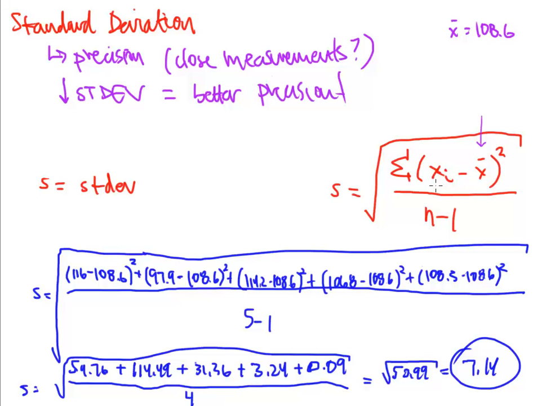Individual data point minus the average, square it. Go to your next data point, minus average, square it. Next one, minus the average, square it. And keep going on and on until you take care of all of the numbers. And then you divide that by n minus 1. So in this case, we had 5 data points. 5 minus 1 is 4. So that ended up with 50.99. We took the square root of that number, and we ended up getting 7.14.